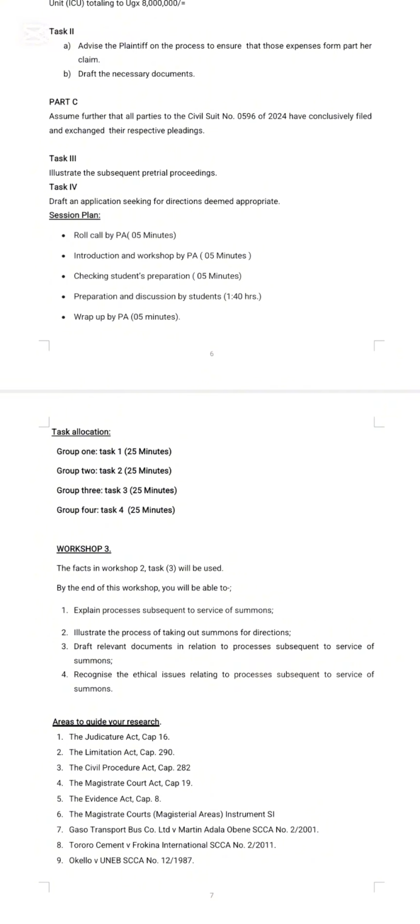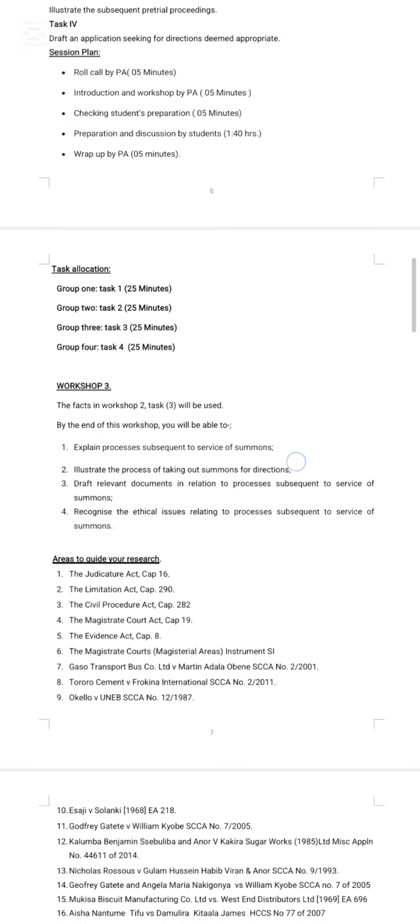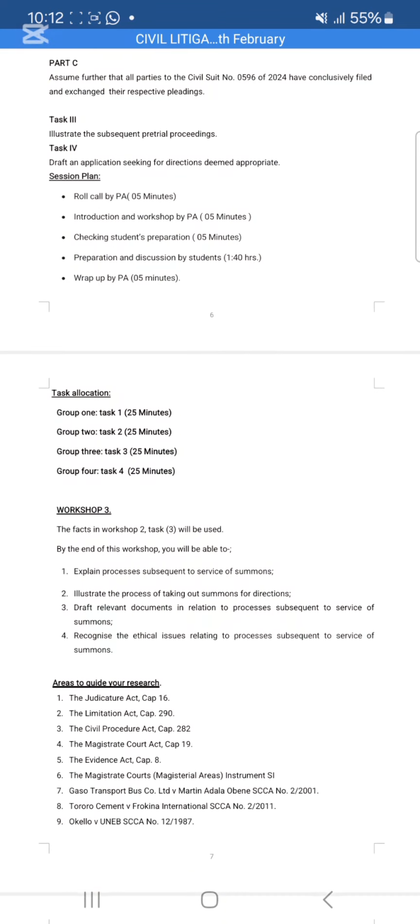But also the court sets the date for the scheduling conference. After extracting summons for directions, which is always before the registrar, you go for the scheduling conference. The scheduling conference is always before the judge. Once you have finished the scheduling conference, you now go for what we call the hearing of the case. After an application seeking the directions deemed appropriate, we extract summons for directions. Your civil procedure rules have the structure of the summons for directions, so you just extract it. So basically that's the analysis of the workshop.